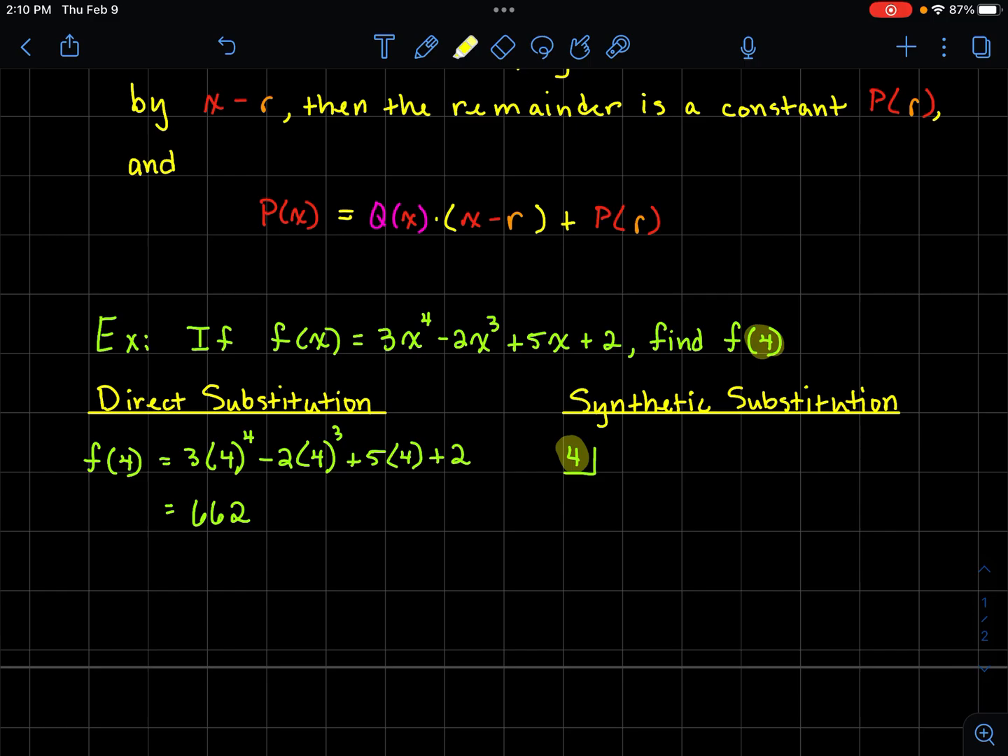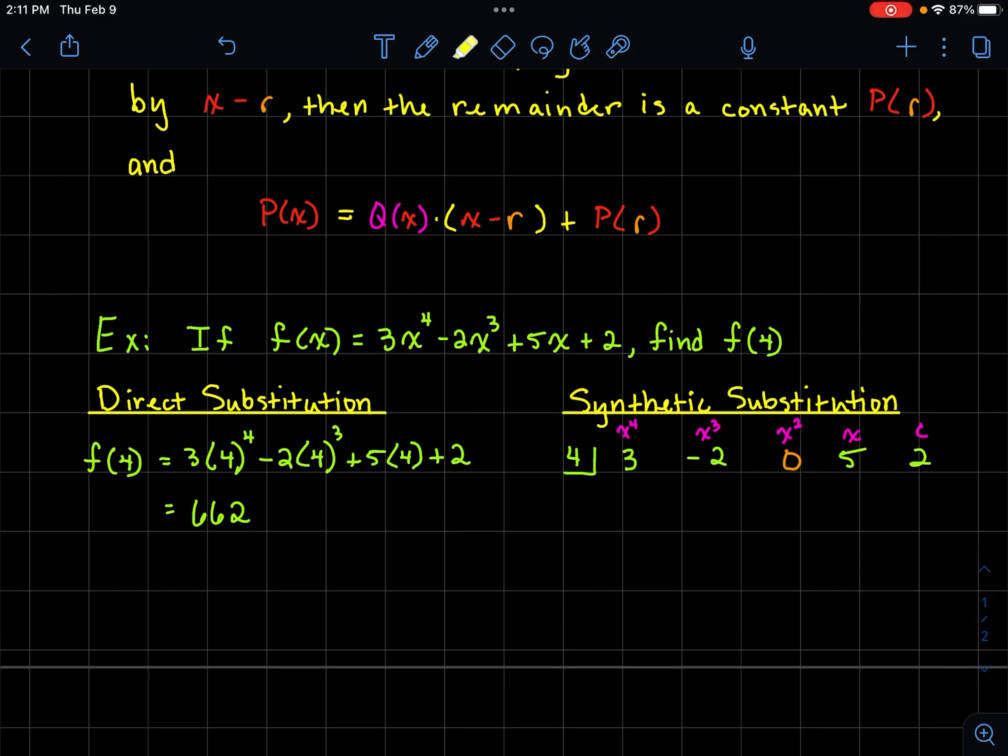Put 4 in the box. Notice that when I do this, I'm not changing the sign of the value like I used to with normal synthetic division. Go ahead and take all of the coefficients that we have from our polynomial and write them. Make sure that all exponents are accounted for. So if we look at our polynomial here, we have a 4th degree polynomial. We need to account for the 4th power, the 3rd power, the 2nd power, the 1st power, and the constant.